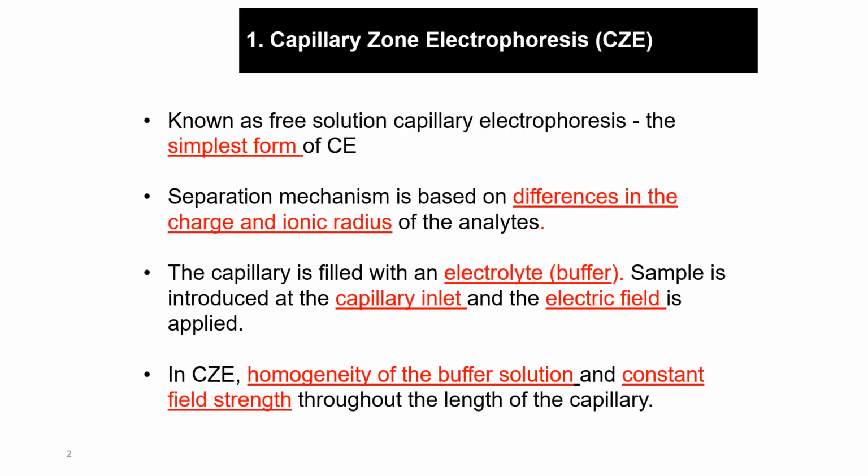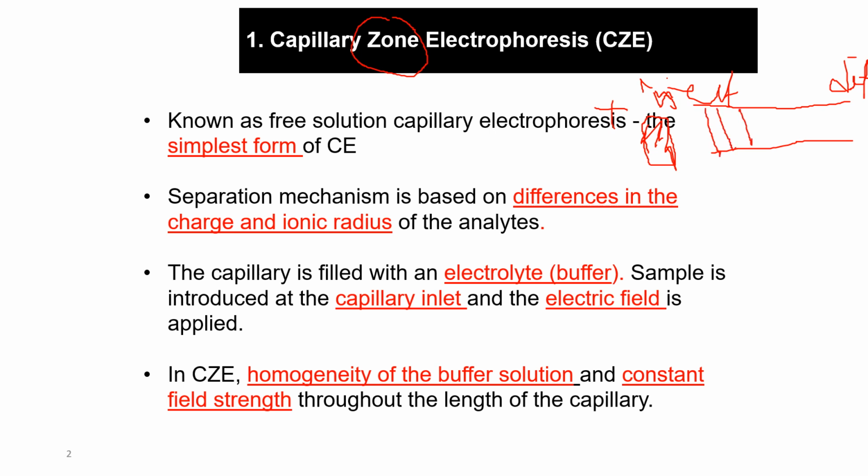So capillary zone electrophoresis, from the name itself, zone, means that the separation is based on zone. Imagine in a capillary with a detector, when you inject here, you are injecting a solution containing several analytes. And then when the electric field is there, components inside this solution will start to go towards the detector depending on the charge. They move toward the detector based on zones. 1, 2, 3, 4, for example.